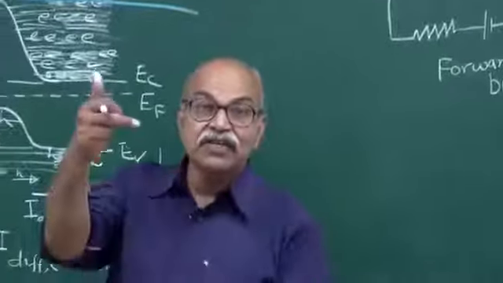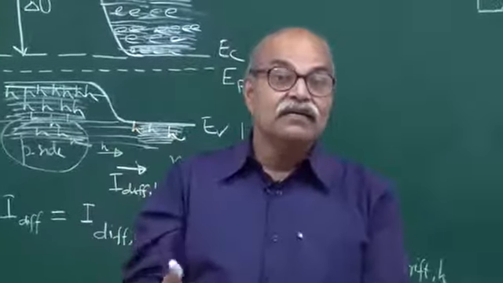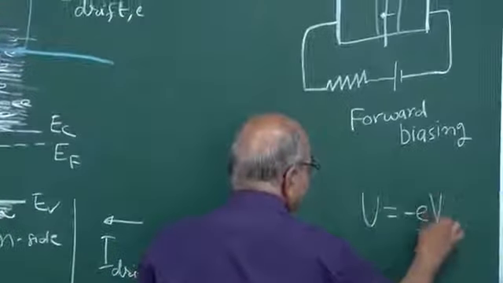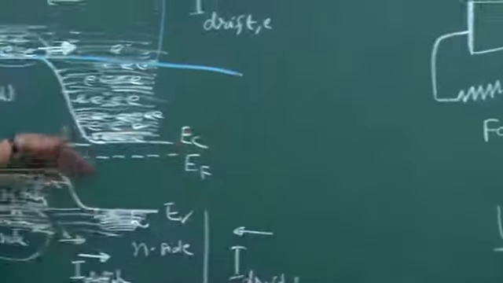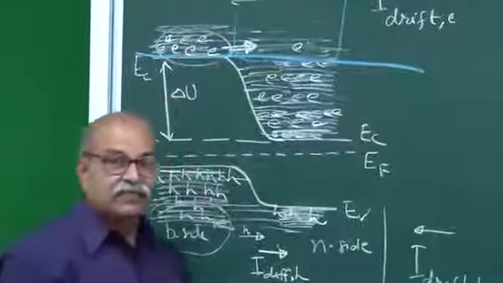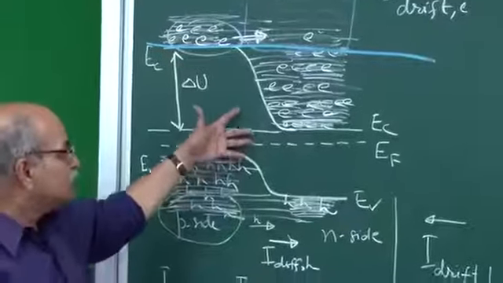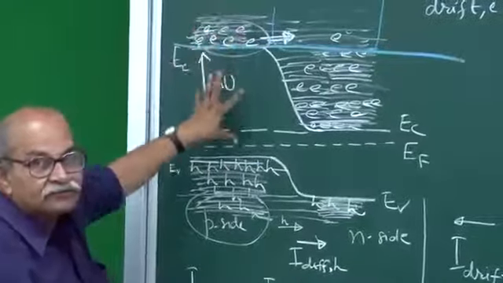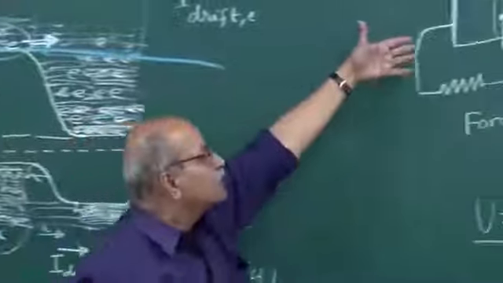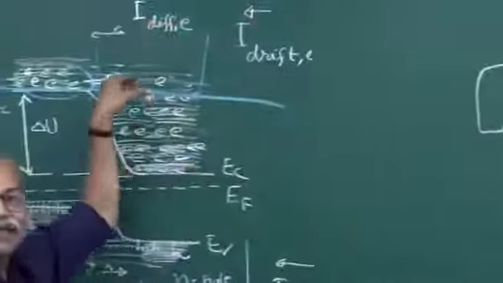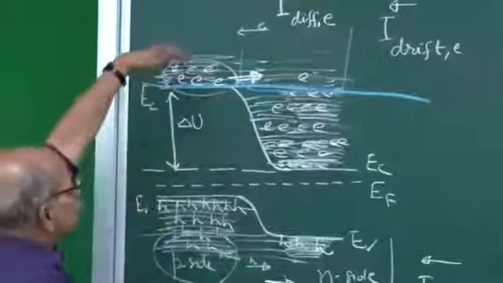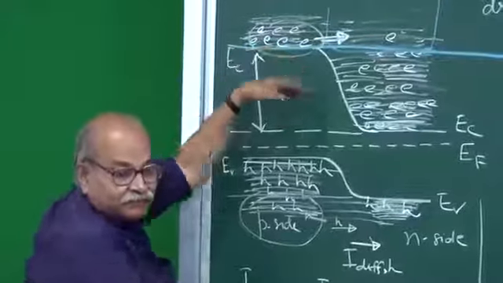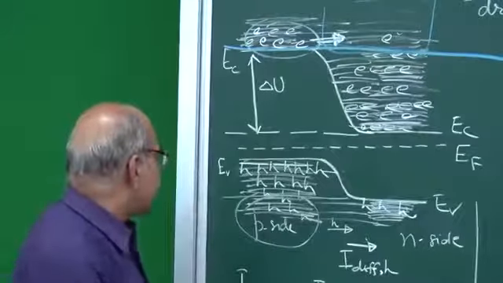Raising the potential means lowering the energy, because U is minus eV. We are talking of electrons, so these are all electron energies. In this diagram, what is the effect? The P side potential has gone up, so P side energies are brought down. We have to shift this part down. That will be the effect. Okay, so let me draw a fresh diagram.